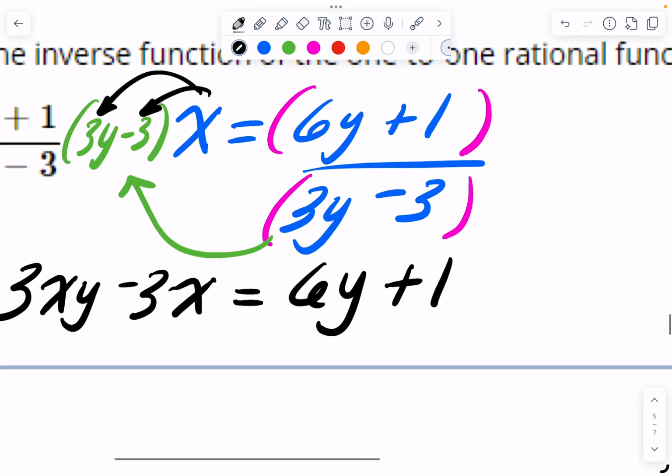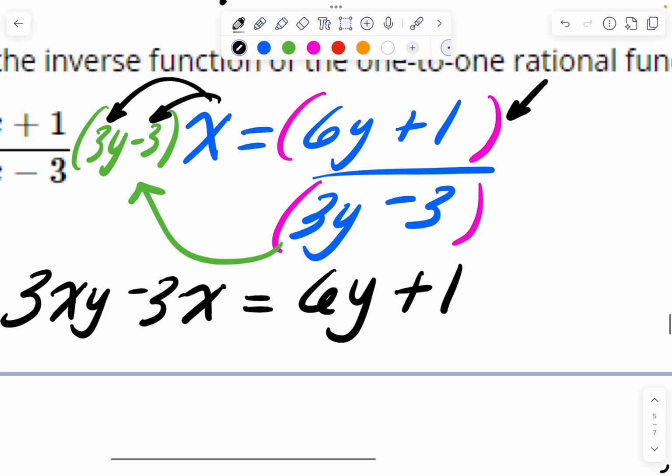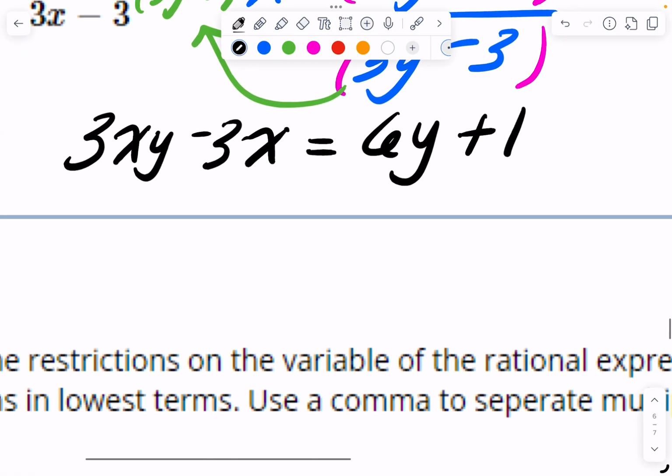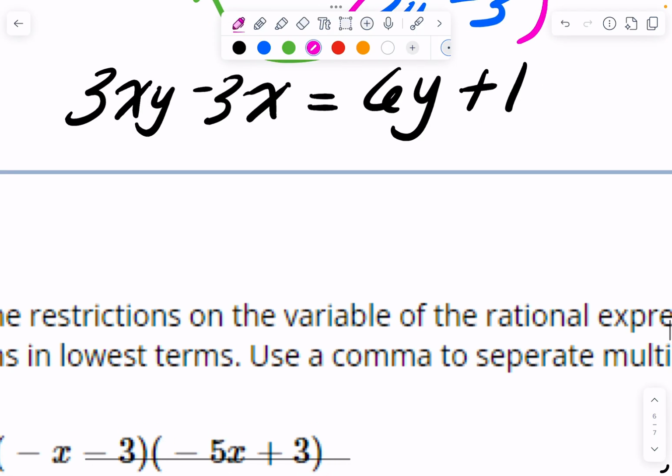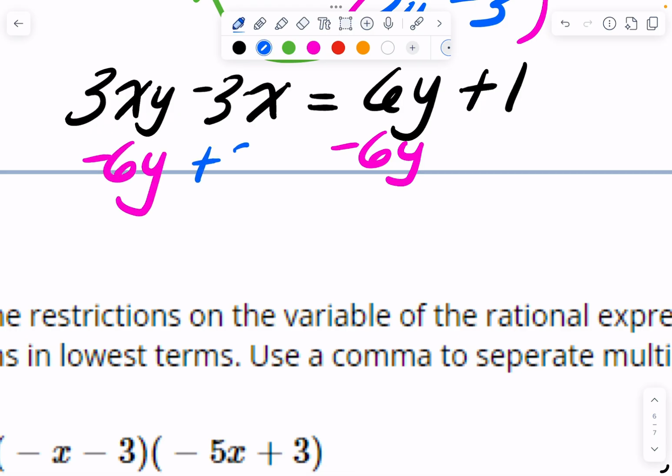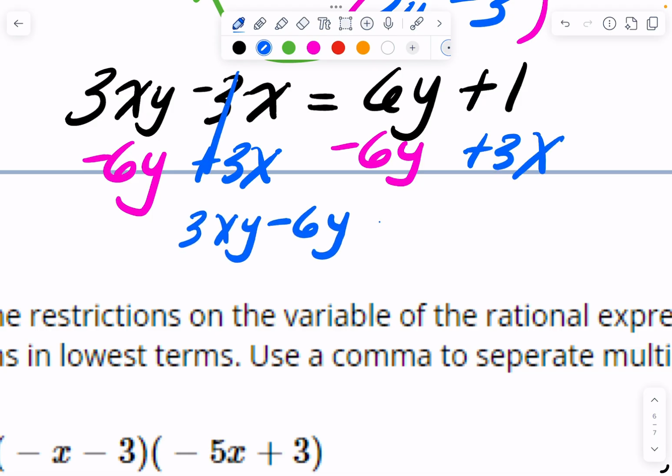I can drop the parentheses on the 6y plus 1 because nothing happened to them. There was nothing multiplied to it. Then we get all the y's on the same side. It doesn't matter which way I go. I'll just subtract 6y this way. Anything that doesn't have a y needs to move away from the y's, so I'm going to add 3x over. So now we have 3xy minus 6y equals 3x plus 1.